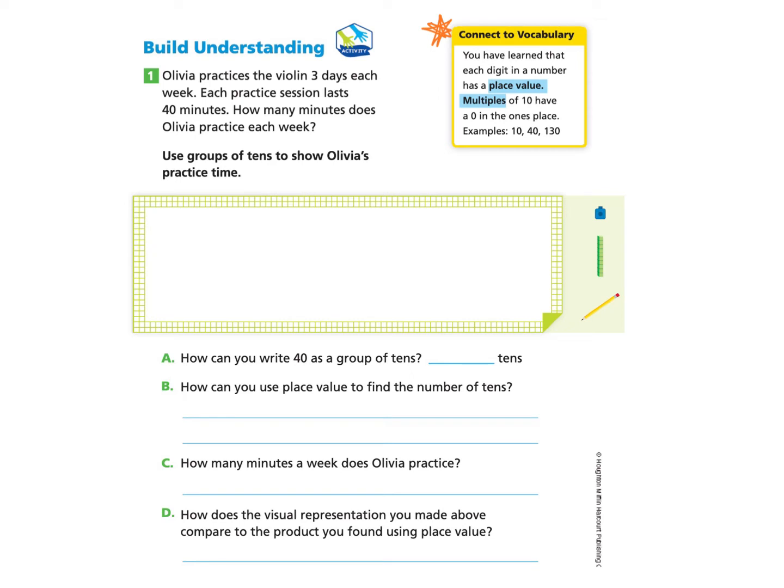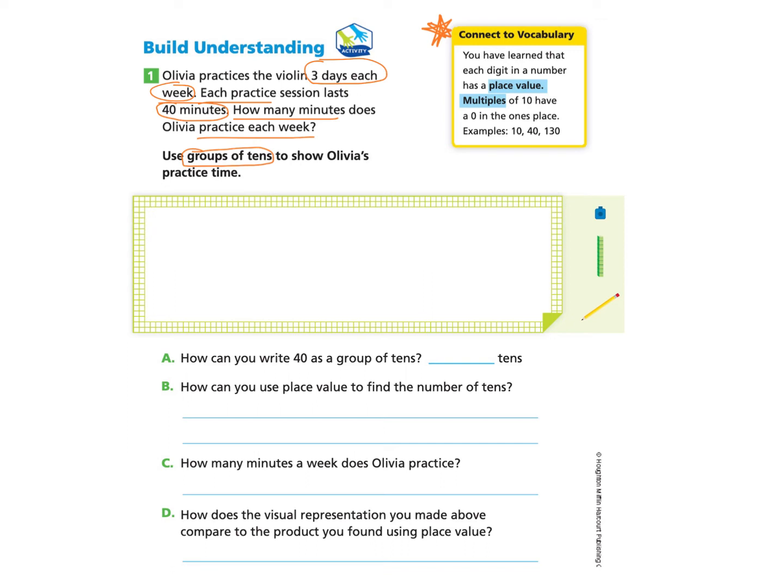Olivia practices the violin 3 days each week. Each practice session lasts 40 minutes. How many minutes does Olivia practice each week? And then the instructions tell us to use groups of 10 to show Olivia's practice time. So if you would like to try this on your own, you may pause the video and come back. Otherwise, you can follow along with me.